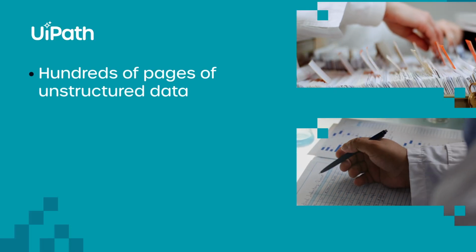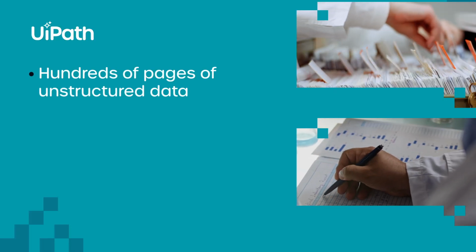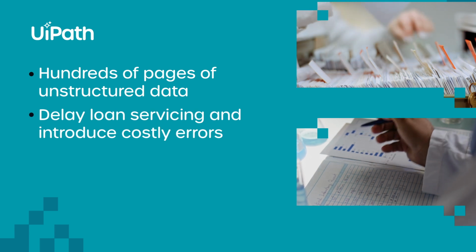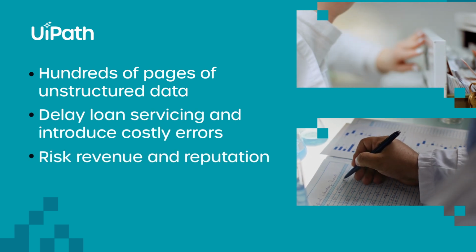Commercial credit agreements, often hundreds of pages of unstructured data, create massive backlogs that delay loan servicing, introduce costly errors, and put both revenue and reputation at risk. Corporate trust leaders are finding that manual reviews simply can't keep pace with the volume and complexity of these credit agreements. Now, let's see how UiPath agentic automation transforms this process entirely.